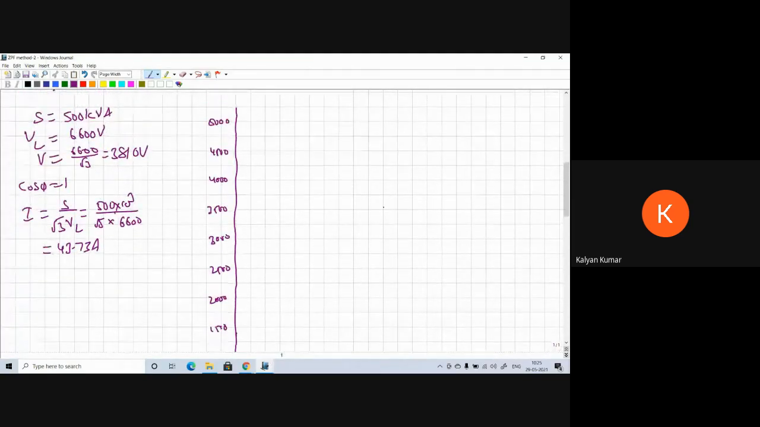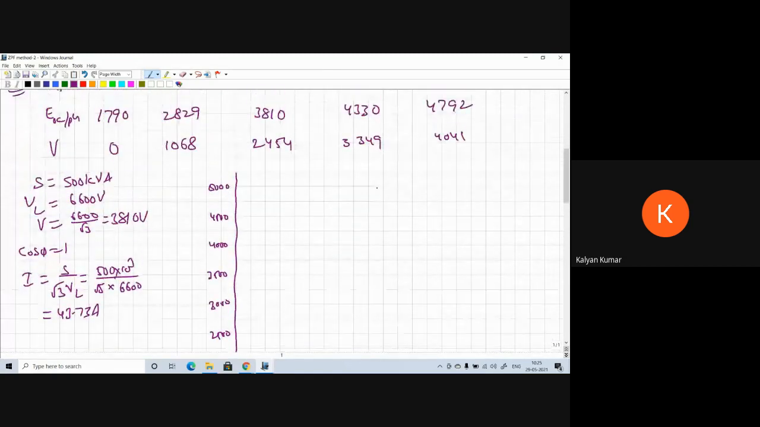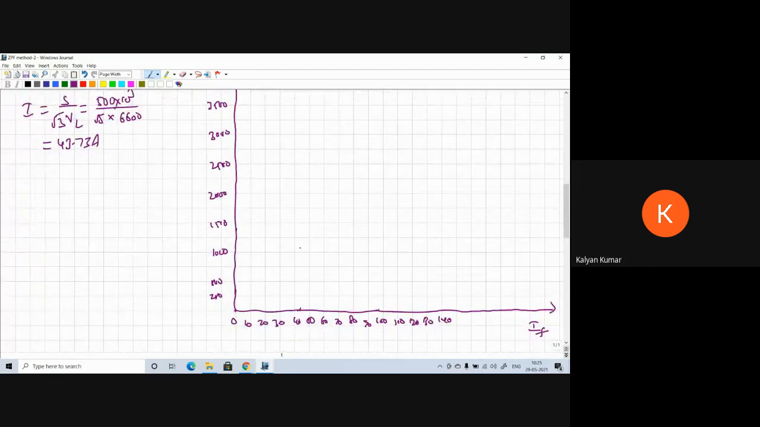Now for 32 amps, voltage is 1790. So corresponding to 32, 1790. Around here, I am going to get the point. Next, for 50 it is 2830. So around here I am going to get the point. This is also 1790 here. Okay.